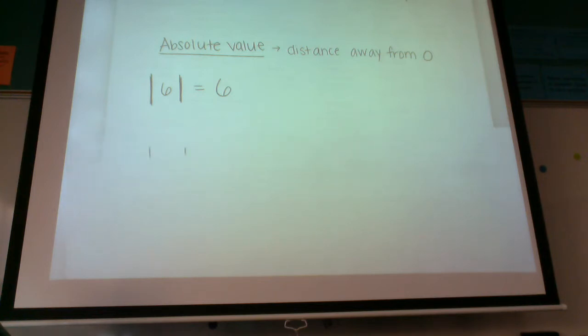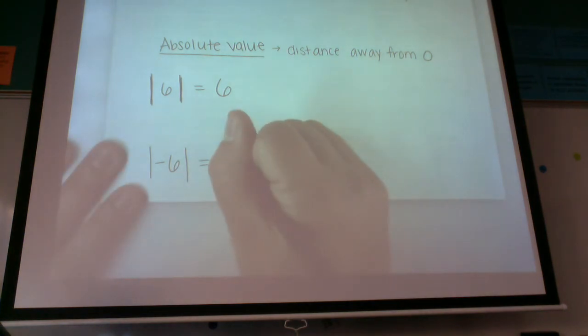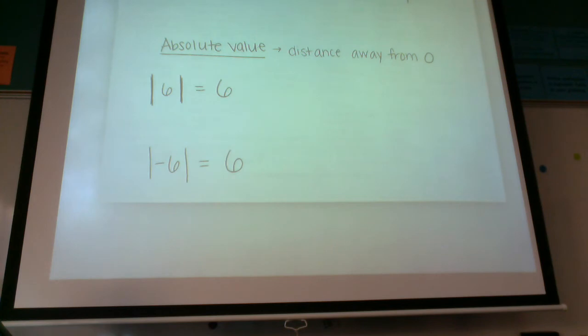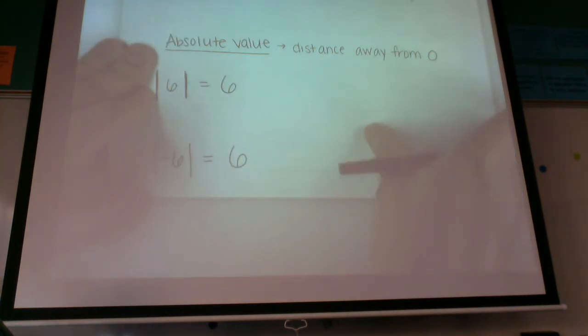What about the absolute value of -6? How many spots away from 0 is -6? Hopefully, again, you thought, well, it's still 6 spots away. And you're right. I drop those bars, and I know that the absolute value, the distance that -6 is away from 0, is just going to be the same 6. Let's do a couple more of those.